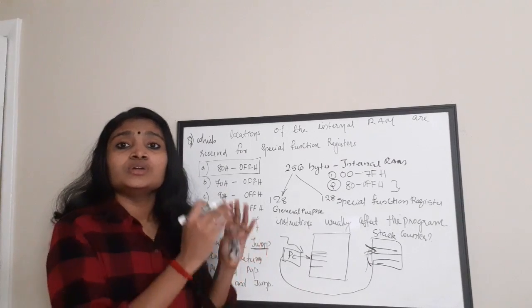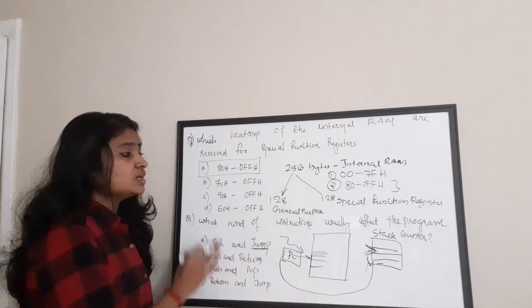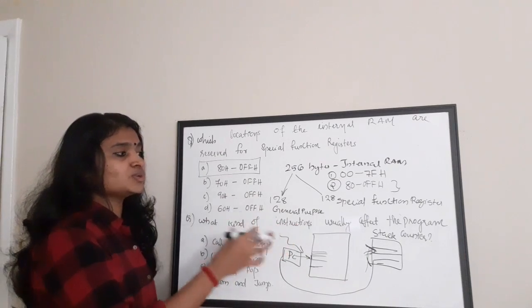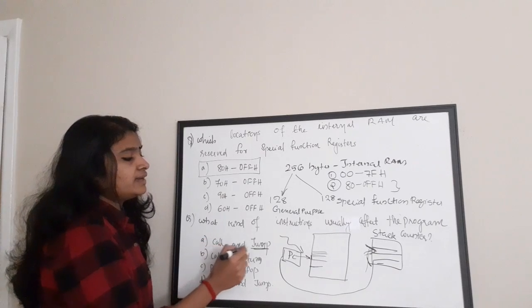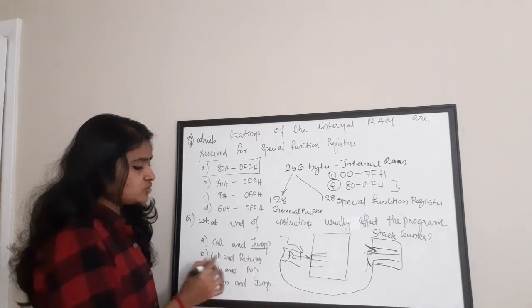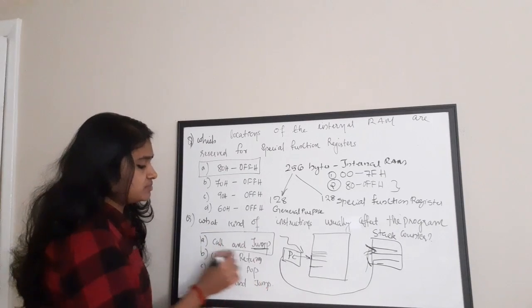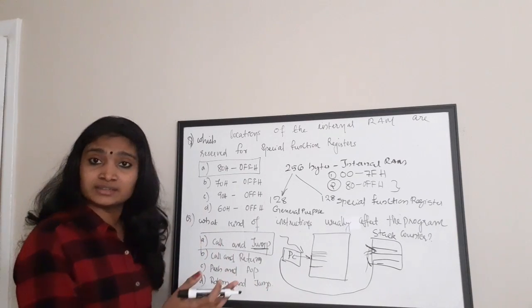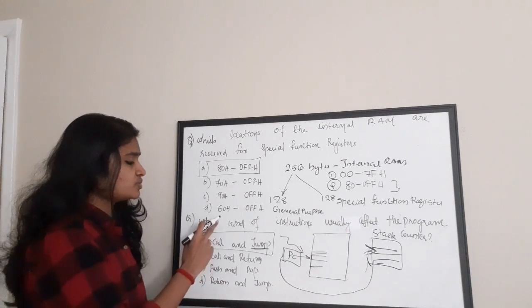You are only doing something with the program counter. So that is push and pop. The instructions usually affecting the program counter are call and jump. You can also use call and return, but the more correct option here is call and jump, because both of these are affecting the program counter. So the correct answer for this question is option A.